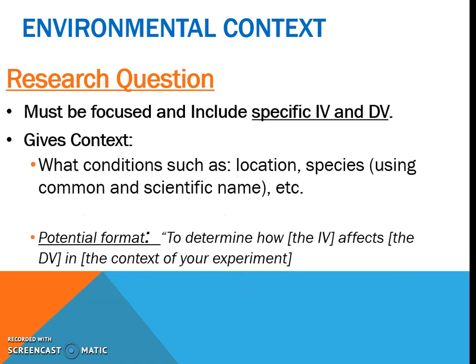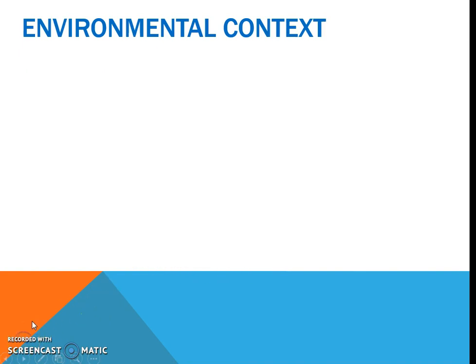You're going to give us some background. Well, where and why are you doing this experiment? Is it looking at specific species at specific locations, a specific time of year? Give us a little bit of background about where, when, how within that question, to determine how the IV affects the DV in the context of your experiment. Maybe it's a quadrat experiment, a transect experiment.